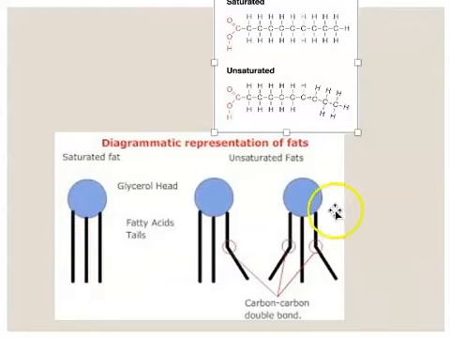If you compare that to what we see over here, here we have unsaturated fats. This one would be considered a monounsaturated fat, and this one would be polyunsaturated. Here's that glycerol head, 3 fatty acids. 2 of the fatty acids are hanging straight, but one of them is bent or kinked. That kink is created by a carbon-to-carbon double bond.